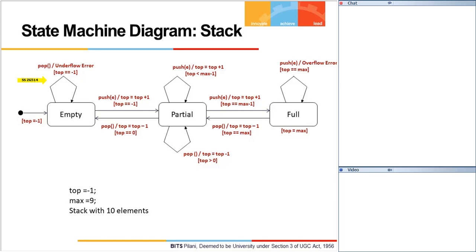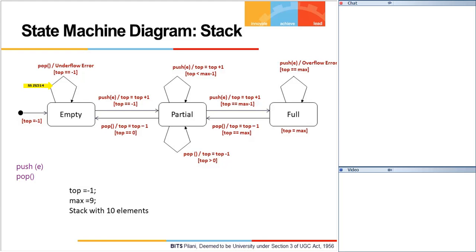right? And in this particular kind of system, there are only two events that are possible. One is the push event and the other is the pop event. I hope everybody knows that on a stack, only two kinds of events occur. So if I am in the empty state, if this guard condition is true and a push event occurs, transit here. If a pop event occurs, stay here, right? Let's move ahead. I'm in the partial state.